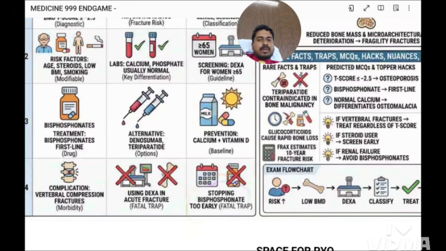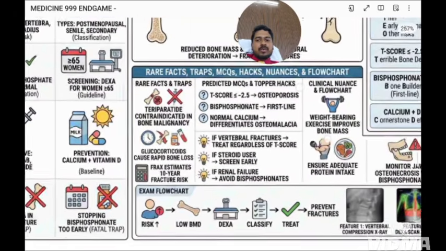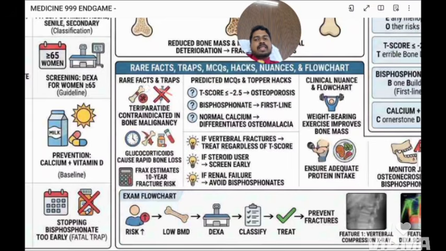And bisphosphonates, it will take some time for their mechanism of action to happen, so we won't stop them early also. Okay, next, teriparatide is contraindicated in bone malignancies because it has osteoblastic activity. It can actually increase risk of malignancies. So in bone malignancy, it is contraindicated.